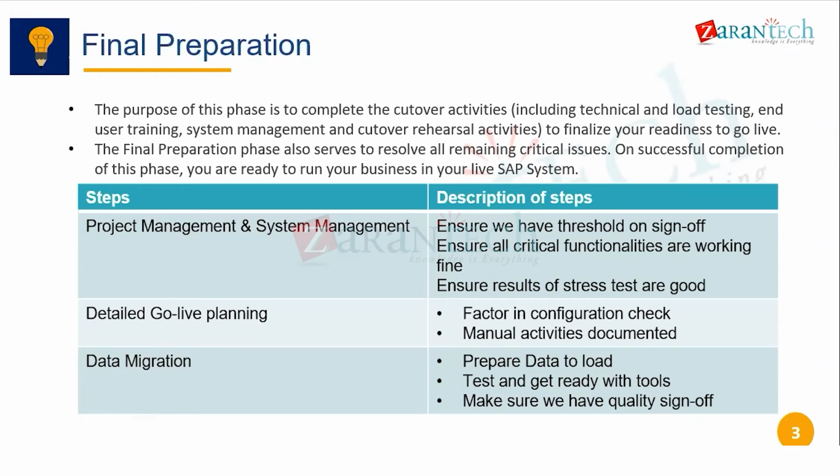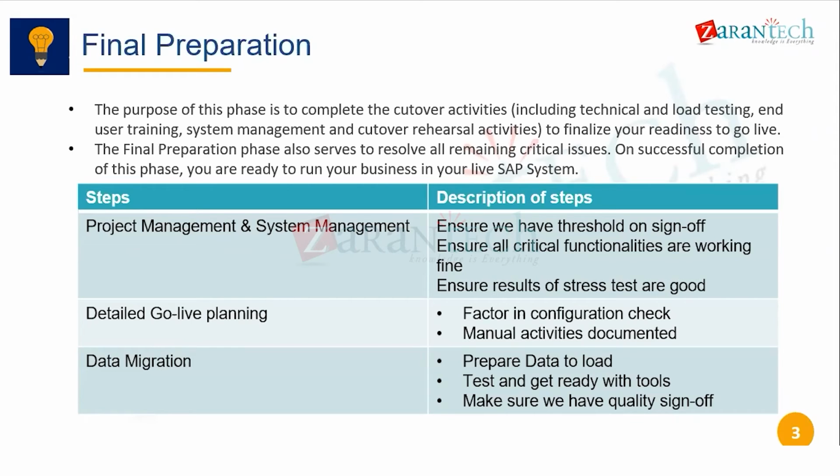Now, what do we need to do in detailed final preparation? You might have noticed whenever we did the configuration, since we have only one client, there were some configurations which generated transport requests. Transport request means something which can be moved across the boxes. But something like the number range maintenance and all those things had to be done in the individual boxes. So those will be the manual activities which will be required, and that has to be documented.